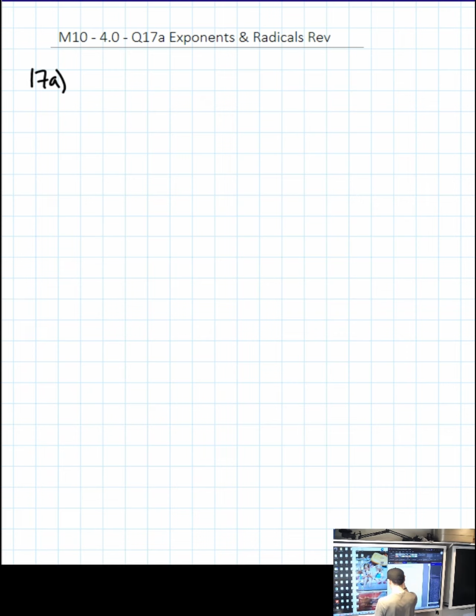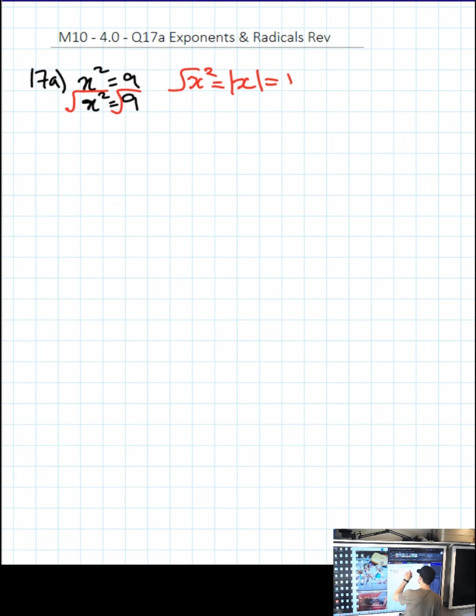17a, we have x squared equals 9. I'm going to rewrite that question. So, we always want to do the reverse operation to both sides. So we have squared, so we need to square root both sides. Now, the definition of the square root of x squared is equal to the absolute value of x, which you don't need to know yet, but is equal to the plus or minus of x.